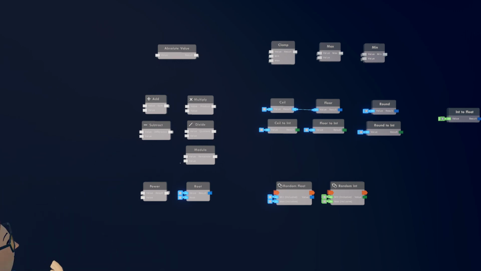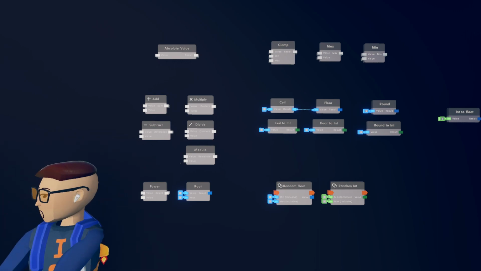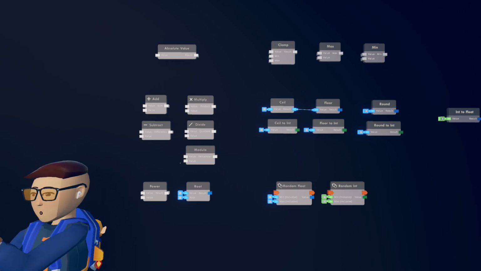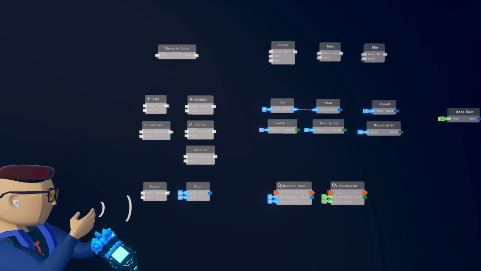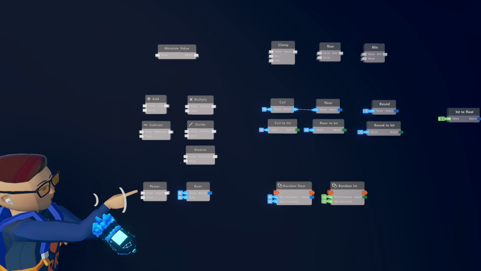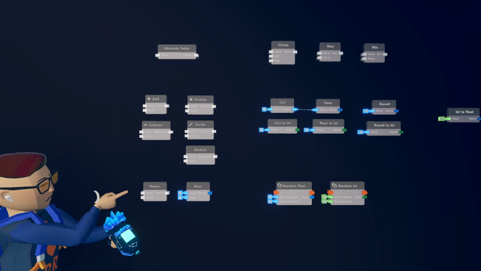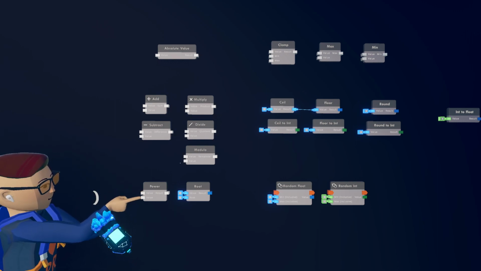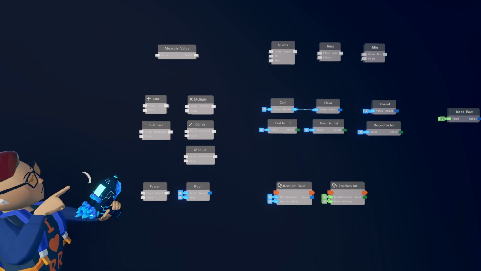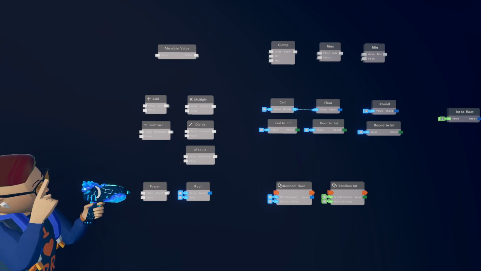Down here we have power and root. If you have ever done exponentials in math, like 2 to the whatever, that's what a power chip is. This is the base number here. So if it was 2 to the third, this is the 2, and then this would be the 3, and then it would give you 8. I believe this also works on both ints and floats.